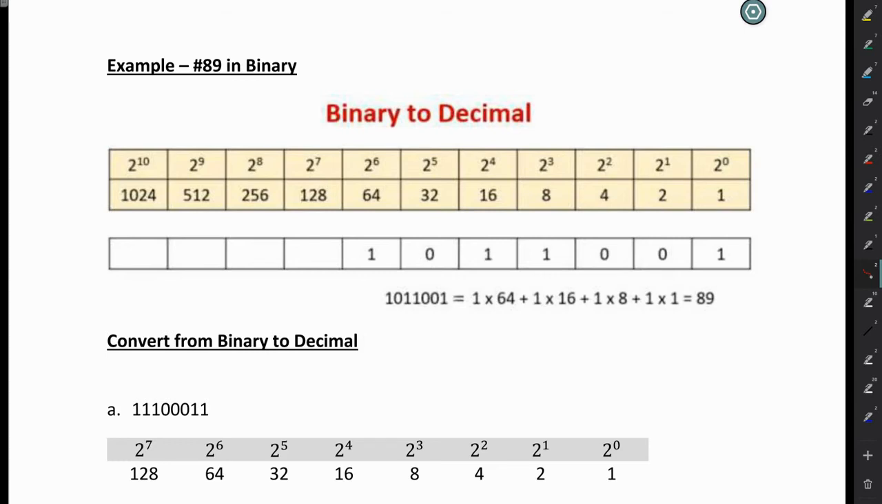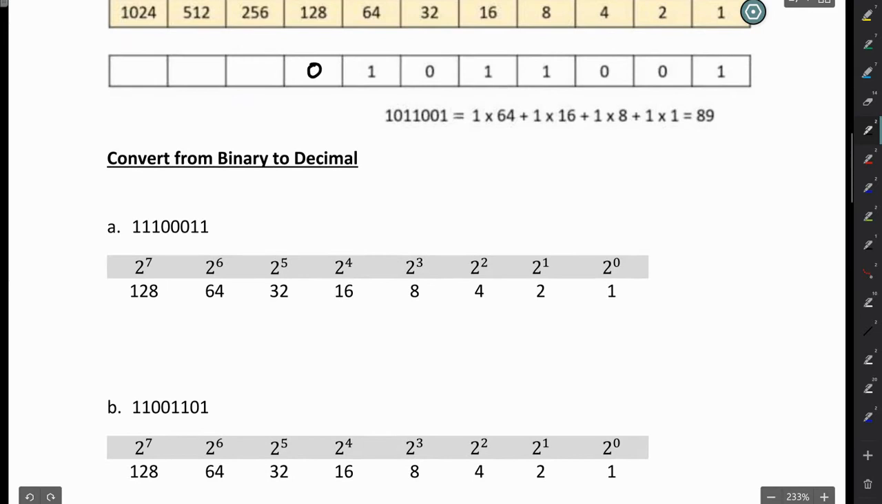Typically, they're in 8 digits. So if we wanted to, we could just put a 0 here just to represent that in terms of 8 binary numbers. All right, so let's do one together.